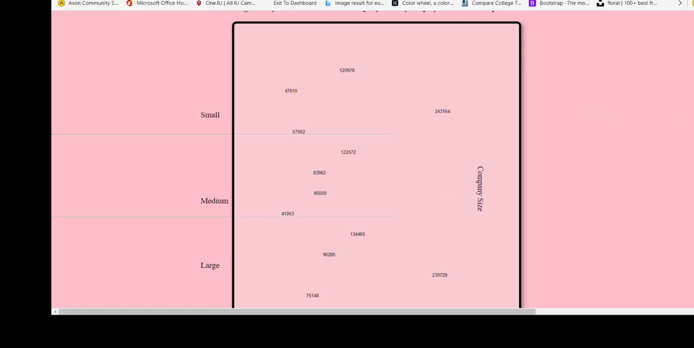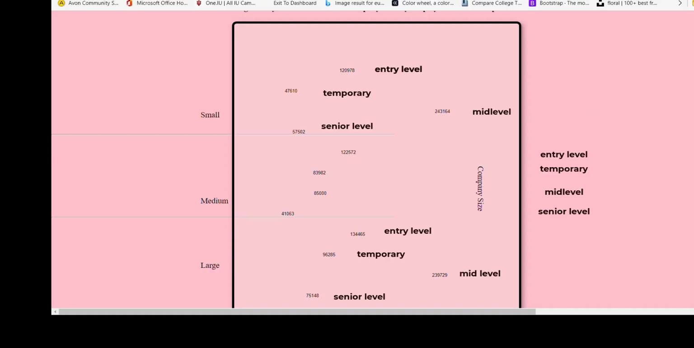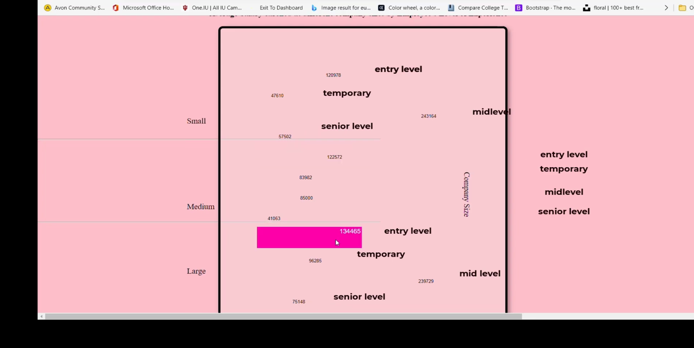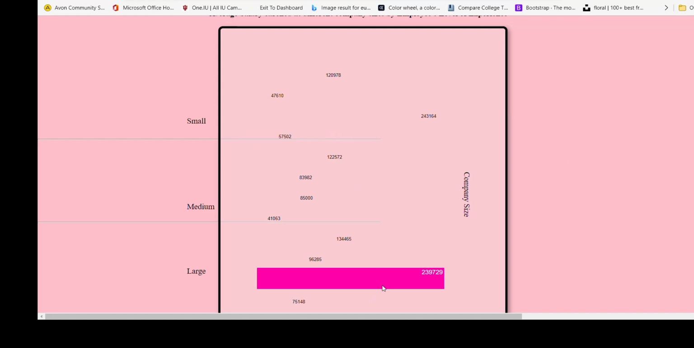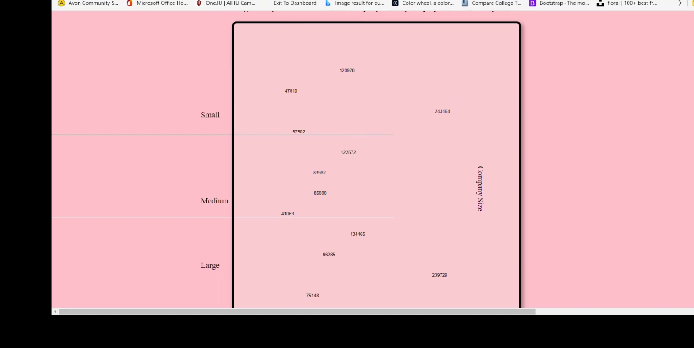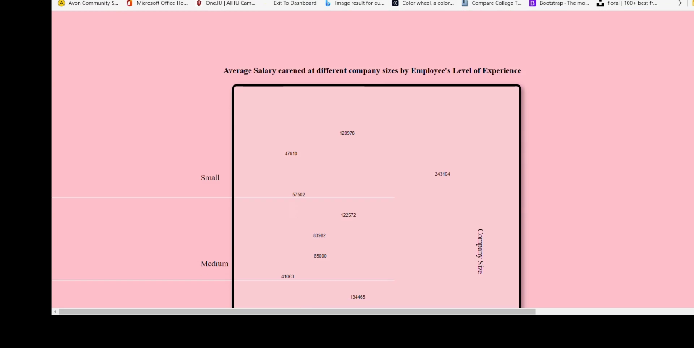So in this graph, when you look at it, it will show entry level, exquisite level, mid-level, and senior level employees. When you hover over the salary, the average amount, it will show you a visual of the graph. Here we see that entry-level employees in small and medium earn less of an average than large companies.